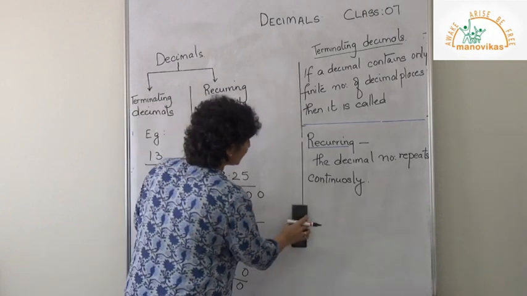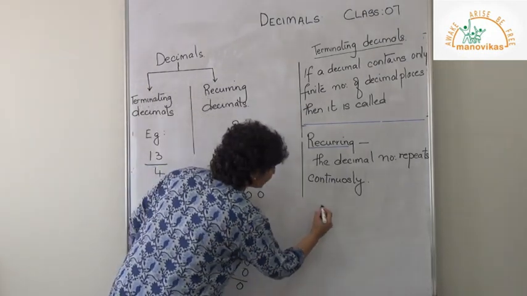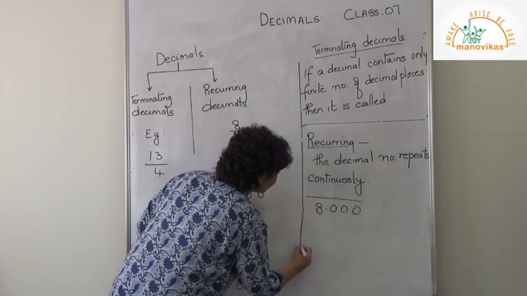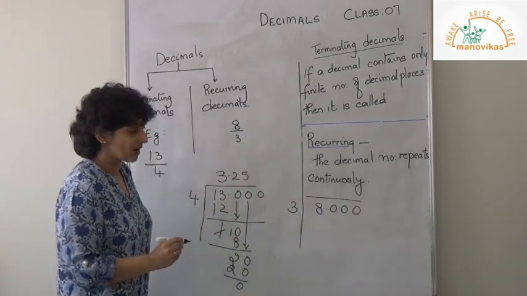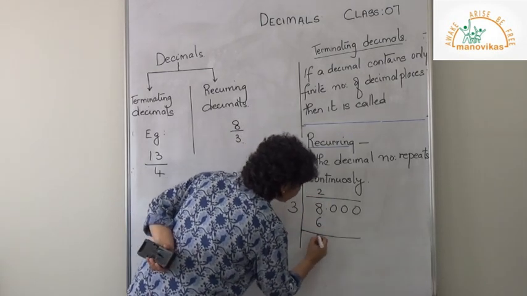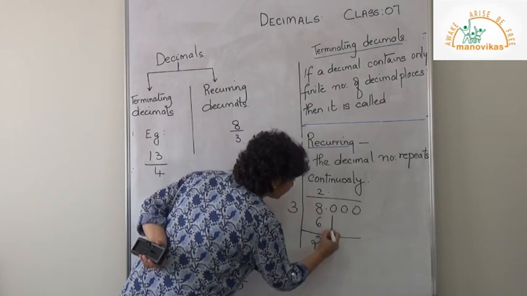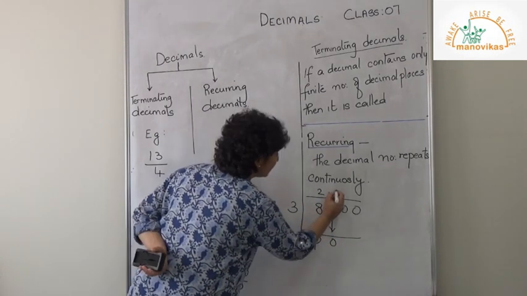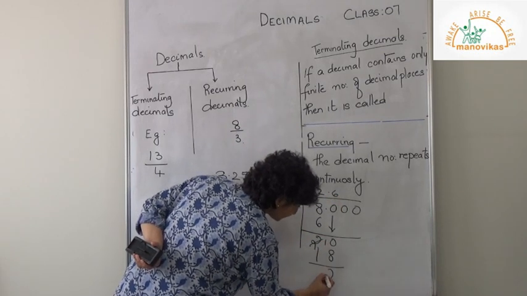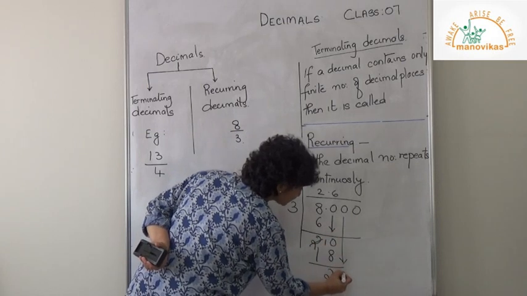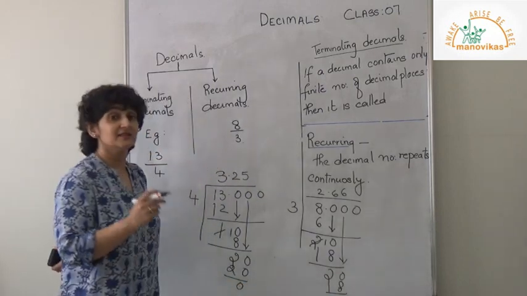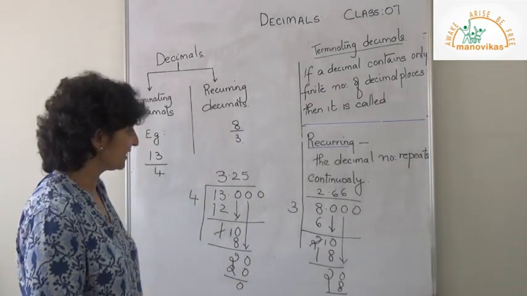Now what do I mean by that? I have 8 upon 3. Let's take 8.000 and divide it by 3. So I have 3 2s are 6. 2. Let me bring 0 down. 3 6s are 18. You borrow again, you get your 2. Let me bring 0. 3 6s are 18. And the number keeps repeating.